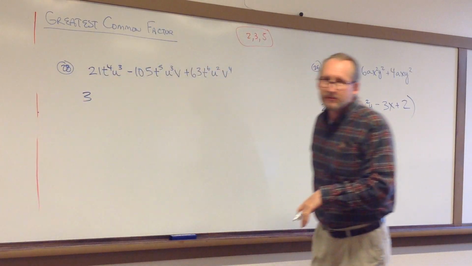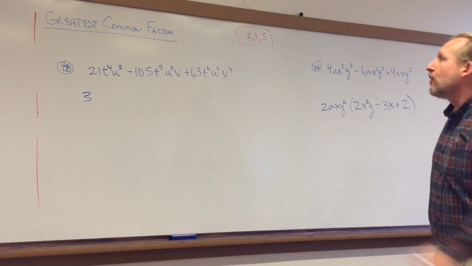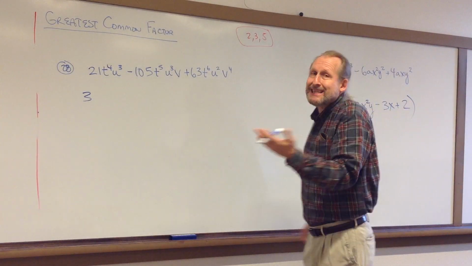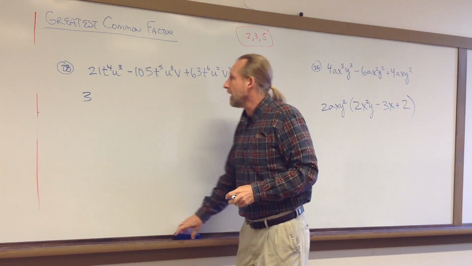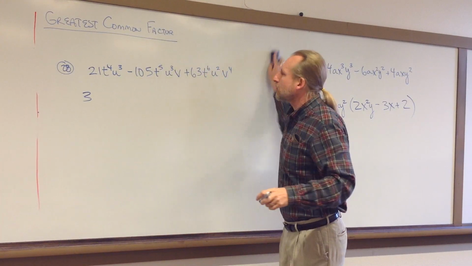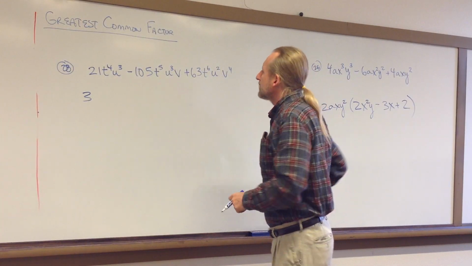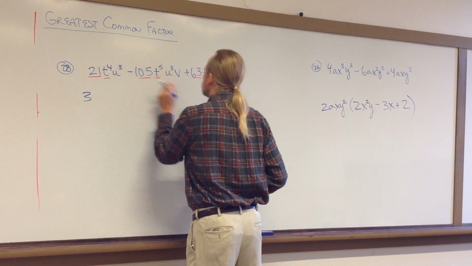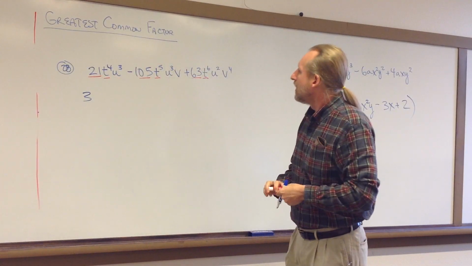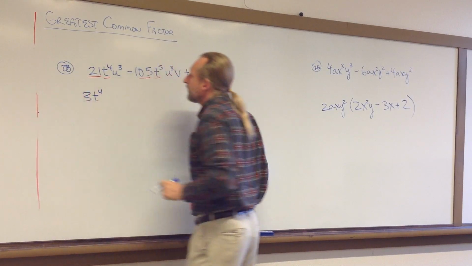Okay, so let's do that. That may not be the biggest common factor, but once we factor it out, it might be easier to see other common factors that are left. Okay? All right, now what? The t's, we've got t to the fourth, t to the fifth, and t to the sixth. So the biggest one that we can factor out is the t to the fourth.